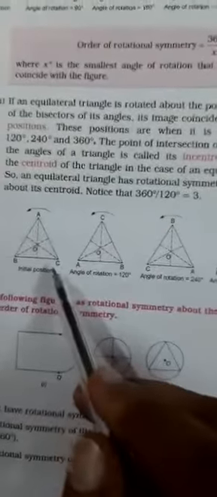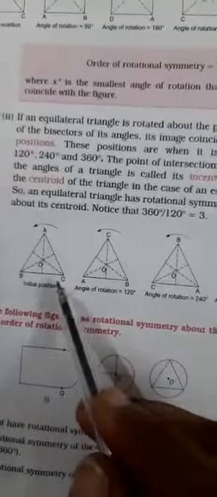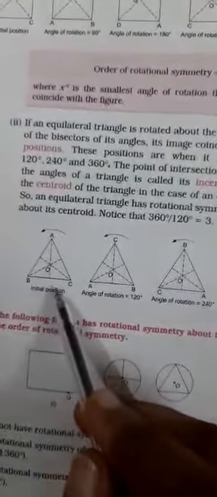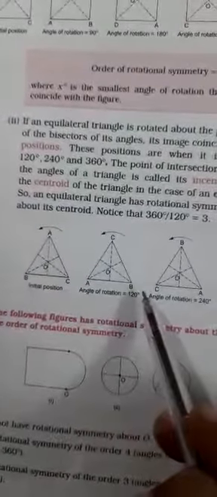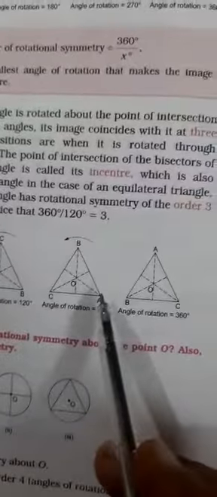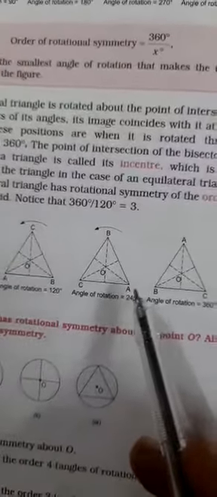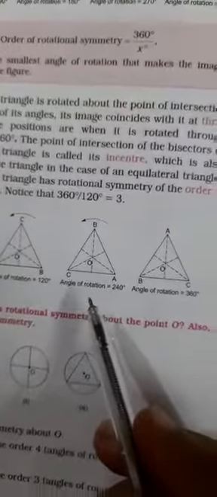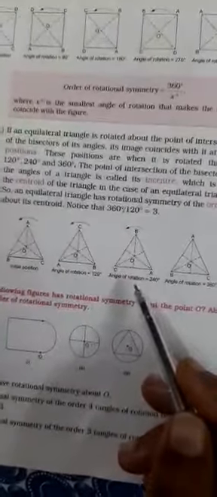These positions are when it is rotated through 120 degree, then 240 degree and 360 degree. Therefore, an equilateral triangle has rotational symmetry of order 3 about its centroid.